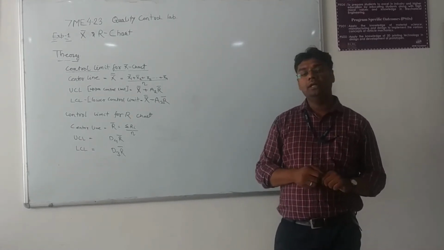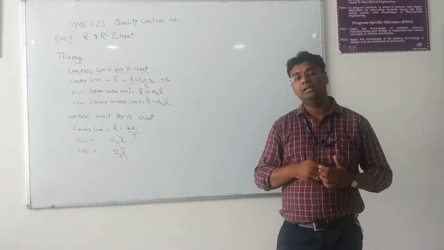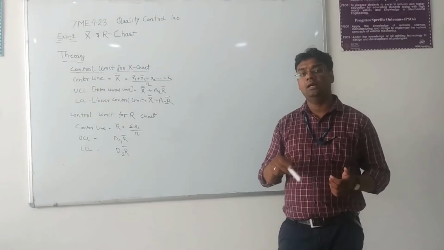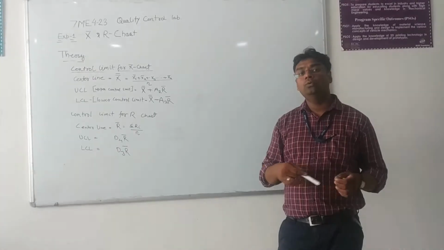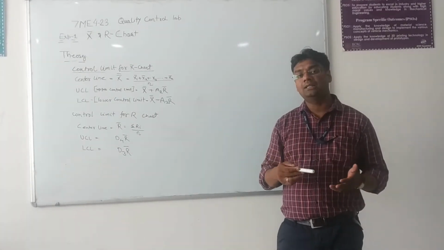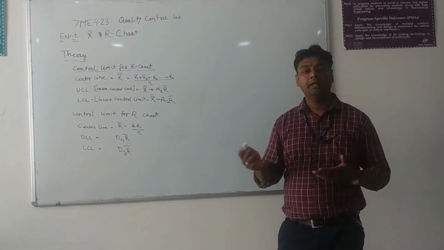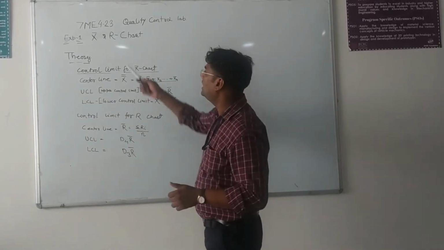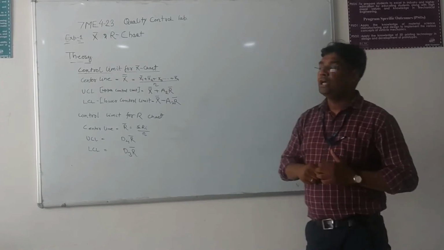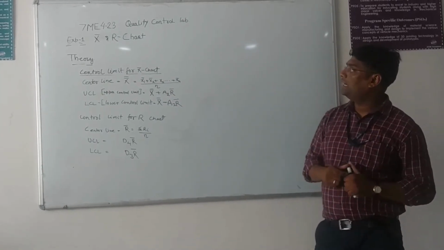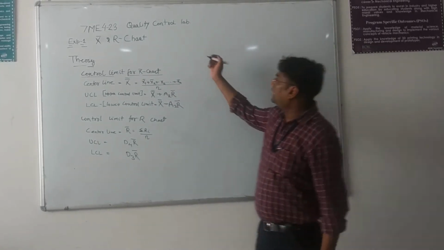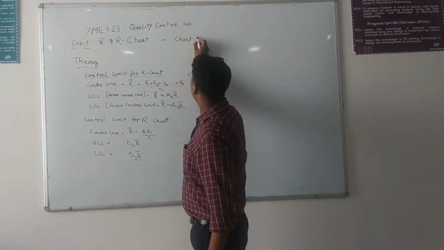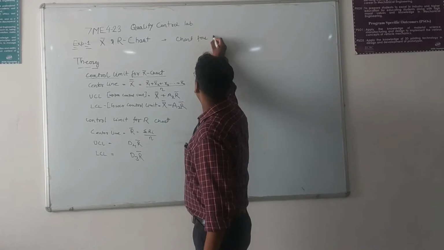In that subject you studied various control charts. Now in this lab we see how control charts are prepared in industries. So our first experiment is to construct the X bar and R chart. We know the X bar and R charts are charts for variables.